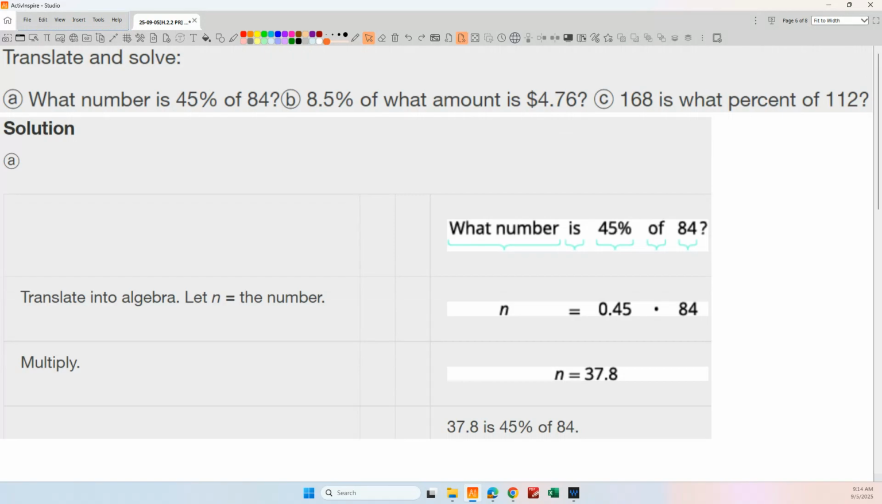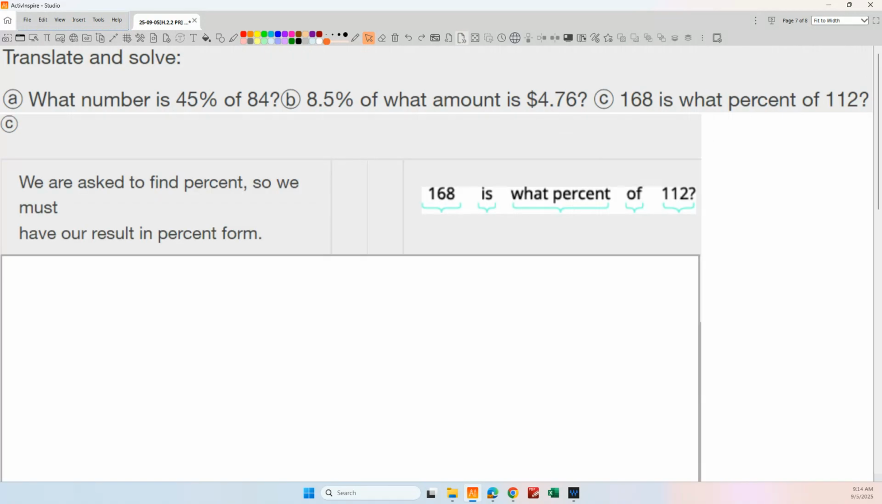Okay, compare that to problem C. 168 is what percent of 112? Tell me something about your answer here. It's going to be over 100, isn't it? Right? Because 168 is more than 112, so it has to be more than 100% of 112. So my variable is the percentage in this case, right?